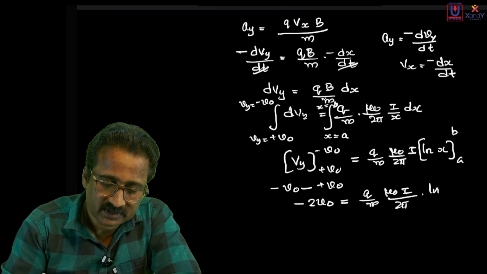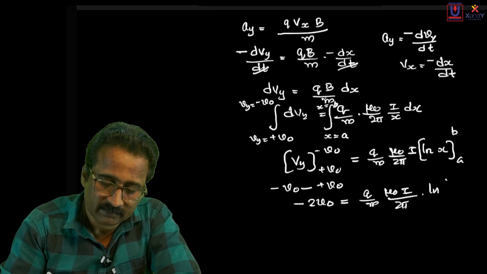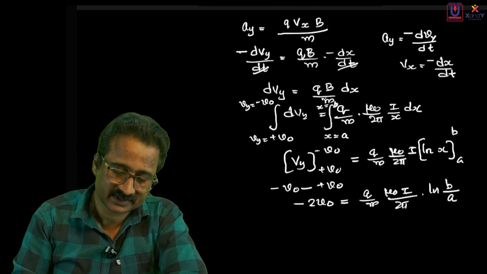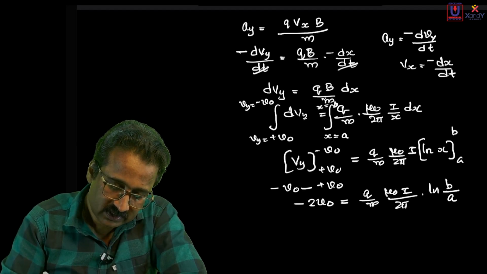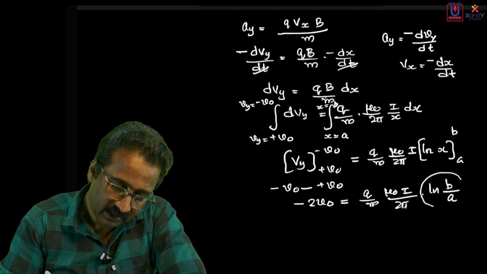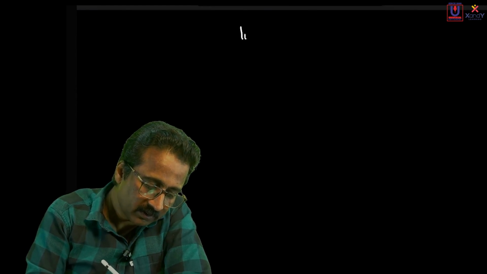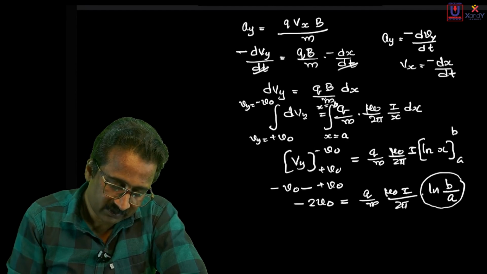When you put limits here, log b minus log a will become log of b divided by a. Okay, that's it. Let me rewrite the equation here. Let's say what is the value of b. I'm writing the equation for log b by a now. Log b by a is equal to, let me make the rearrangements carefully.